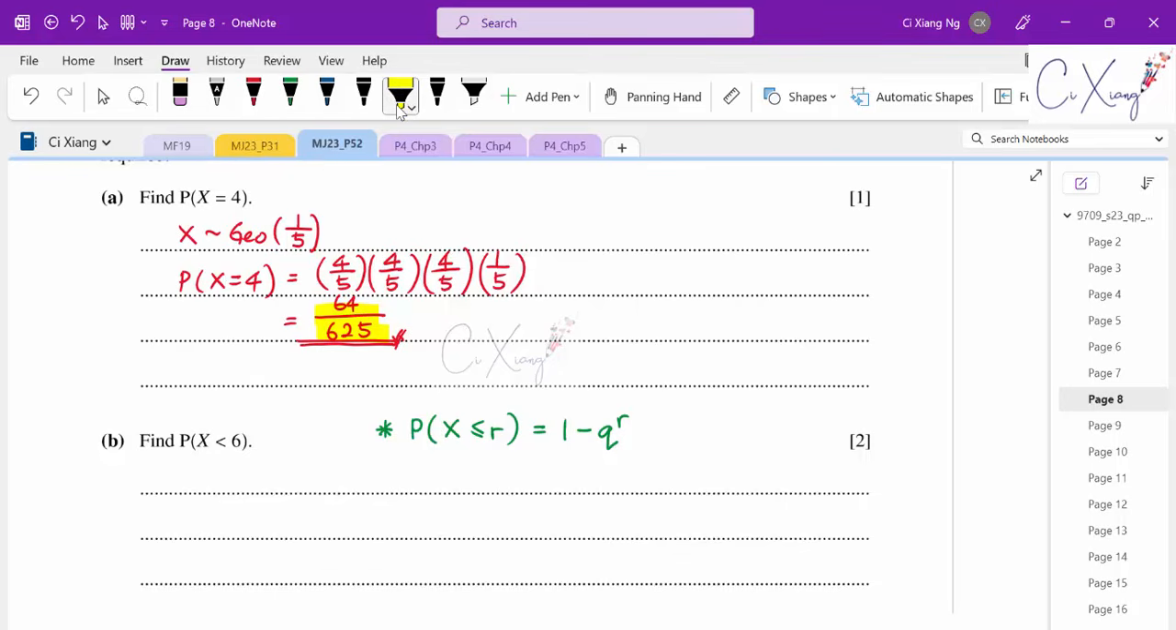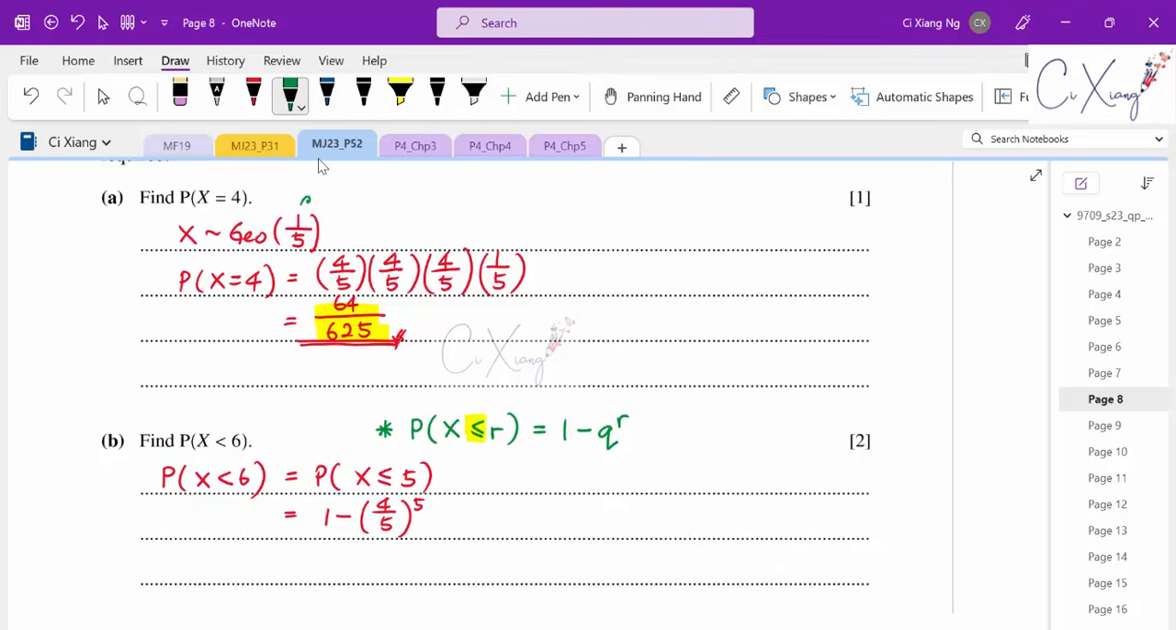If you want to apply this formula, you have to ensure that the sign is smaller or equal to. For this question, part B, they want us to find the probability for x smaller than 6. Therefore, I can change it to x smaller or equal to 5 first. Smaller than 6 means it doesn't include the 6, and geometric distribution is a discrete random variable. Therefore, the previous value for x is 5. So it will be x smaller or equal to 5. Then straight away apply the simple formula, 1 minus q, where q is 4 over 5, to the power 5.